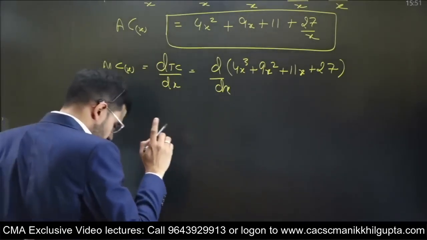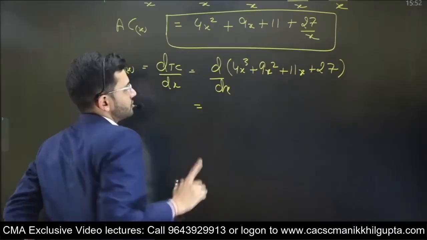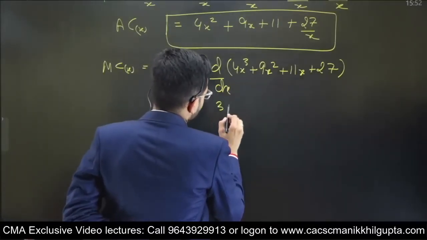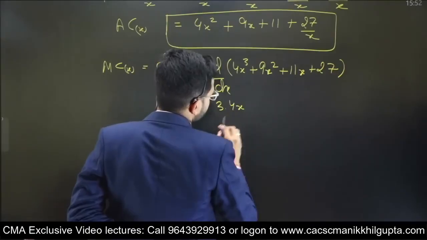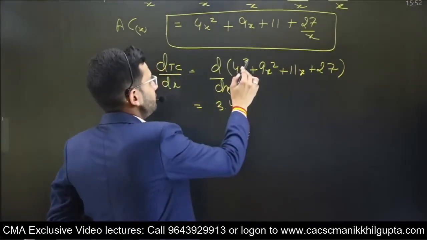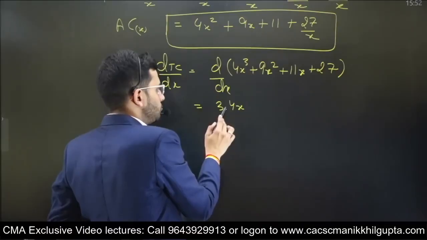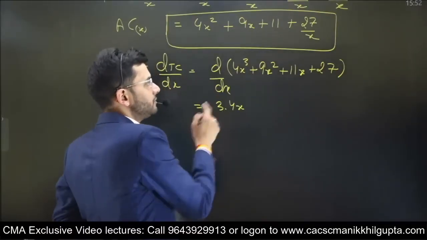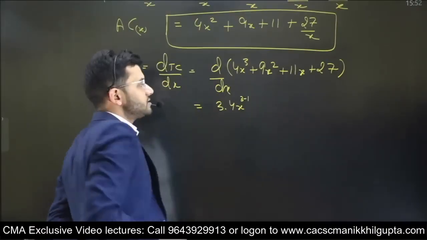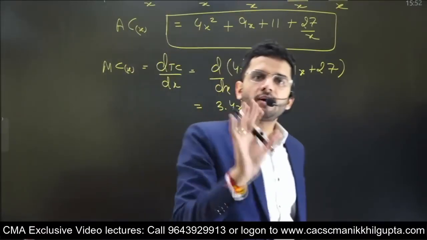Okay, so how to differentiate any function, that's what we are going to learn now. So 4x cube is to be differentiated. What are we doing? We'll bring down 3 and multiply it by 4, 3 multiplied by 4, and x raised to the power 3 minus 1. Whatever is the power, that is to be reduced by 1.